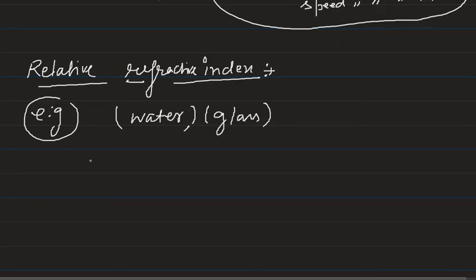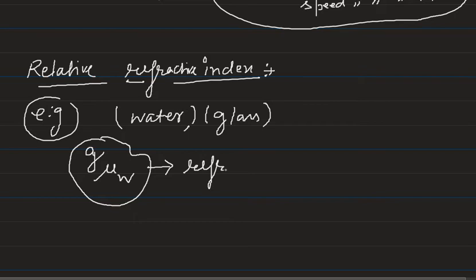So I will find out like that. This is the representation G mu W. यह जो मैंने यहाँ पर इस तरह से लिखा है, जो representation दिया है, that is representing the refractive index of water with respect to glass.